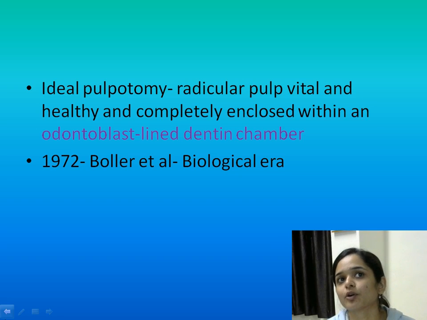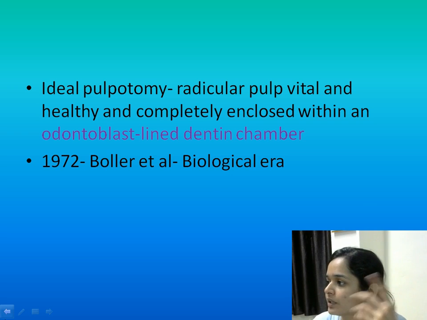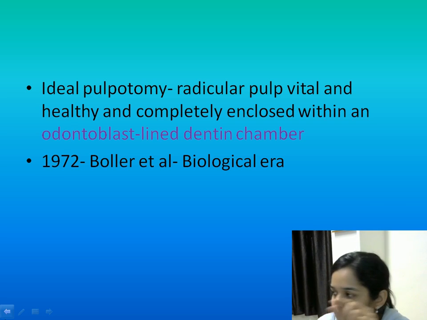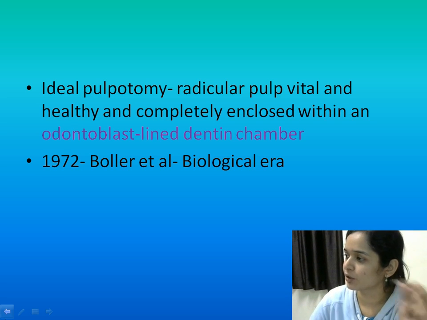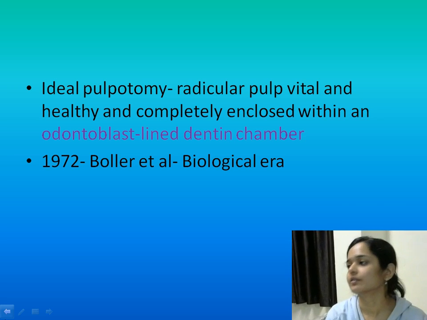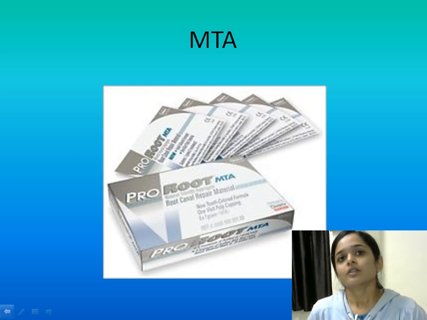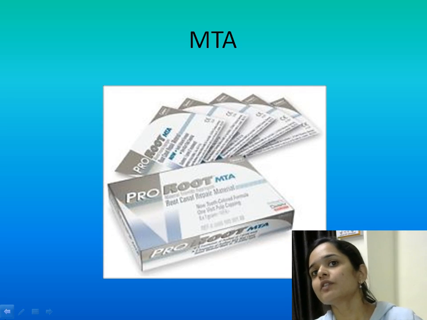Now regenerative pulpotomy. It is the ideal kind of pulpotomy because the radicular pulp will remain vital and healthy, and also because of induction of dentine bridge formation, it will be enclosed within an odontoblast-lined dentine chamber. Before, it was in direct contact with ZOE, or in case of laser, the necrotic tissue, or in case of electrocautery, the carbonized tissue. Now it will be lined by dentine, like it is in the physiologic state. For regenerative pulpotomy, the first material is MTA.